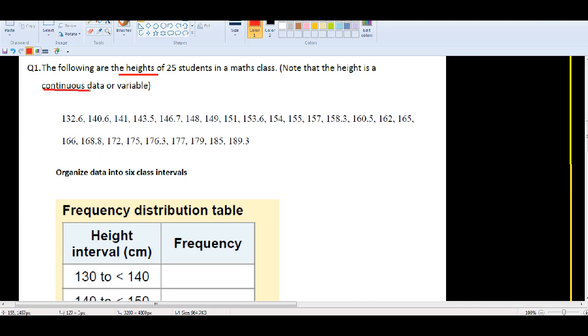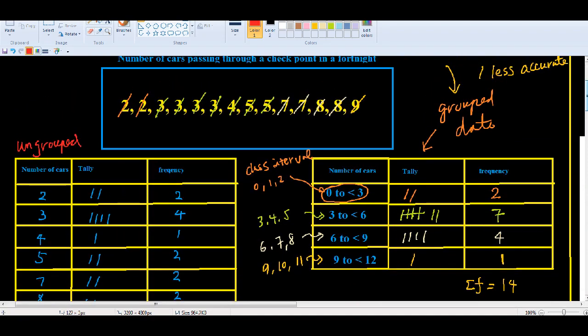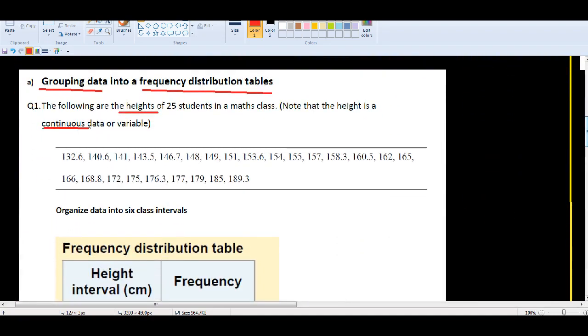So it's continuous data for height, and grouped data is particularly good for continuous data. It could be used for discrete data as well, as in our illustration, but it becomes necessary for continuous data. So for discrete data, you could choose whether to use ungrouped or grouped data presentation. But for continuous data, you have to categorize them into grouped data.